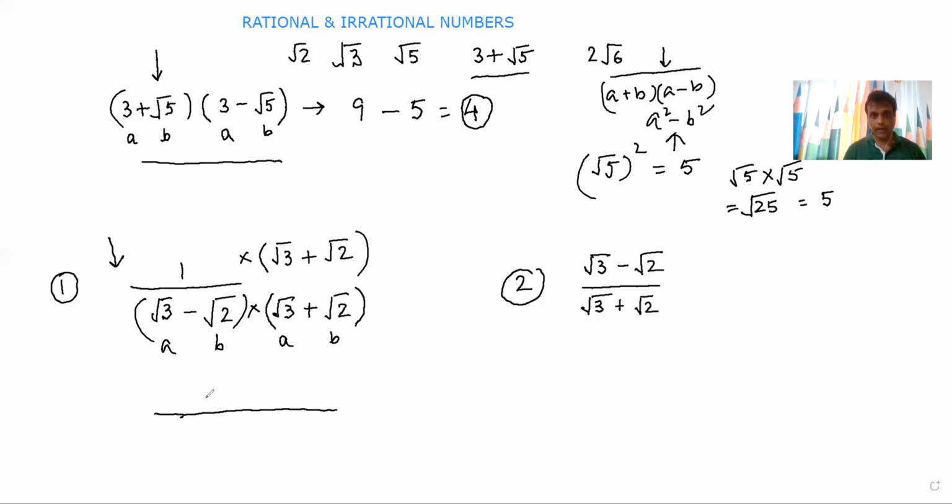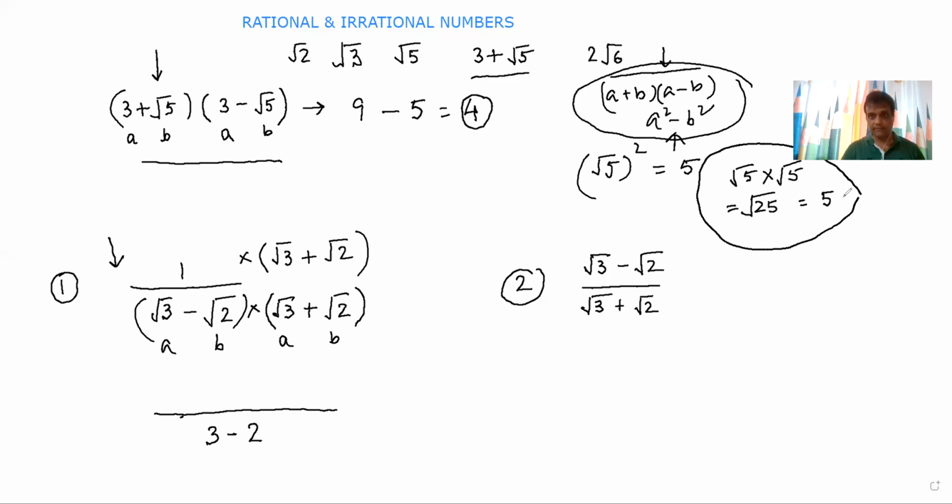Now you know what A minus B and A plus B give. So A square minus B square, right? Don't forget this expansion: A plus B into A minus B is A square minus B square. Let's do A square. A square is 3. What is B square? B square is 2. So this becomes 3 minus 2 in the denominator. I hope you are able to understand what I'm saying. A square is 3 minus, because there is a minus sign, B square, root 2 into root 2 is 2. We just learned that root 5 into root 5 is 5.